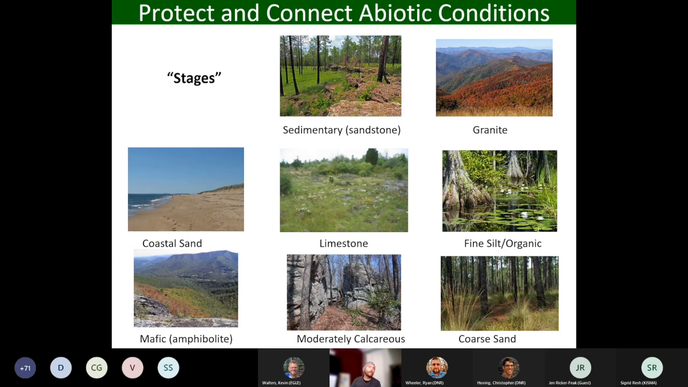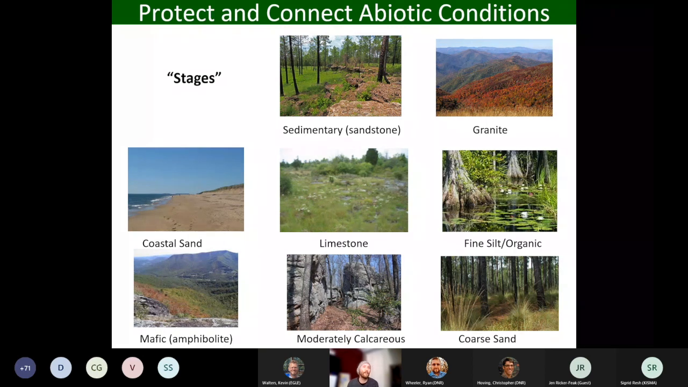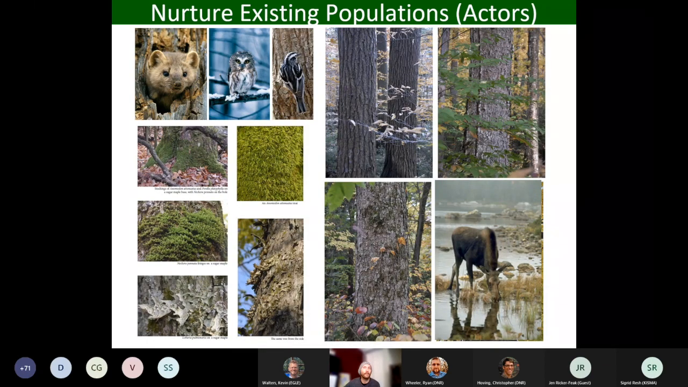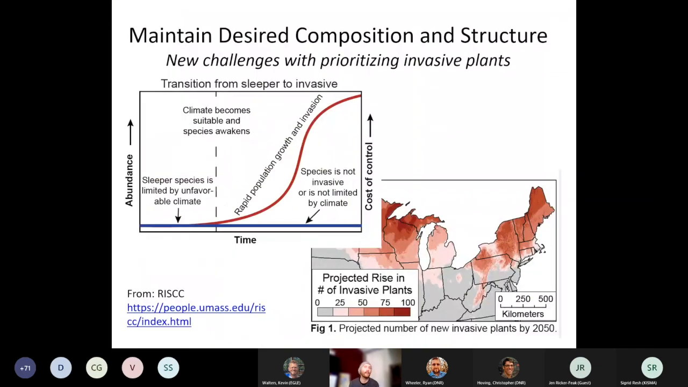So these are the stages. There's stuff underneath those pictures, right? That is the abiotic conditions, and what results from those stages are, of course, all of the actors. And when we are thinking about somewhere in between managing for just the site or managing just for the actors, we're getting into this realm of maintaining a desired composition or structure. This is where I'll use the invasive species example that's really relevant to this group.